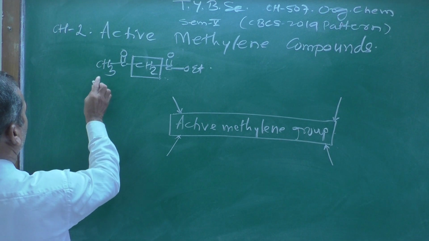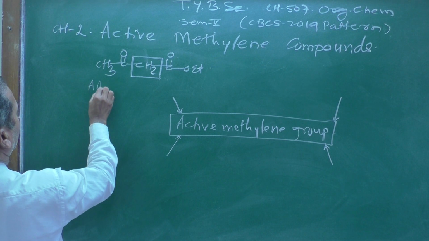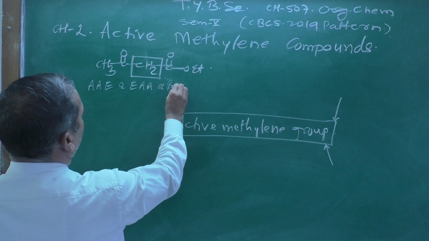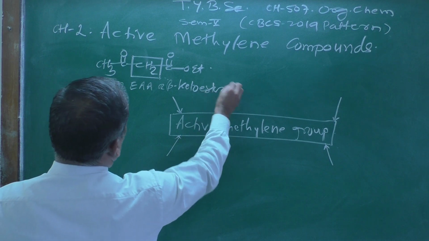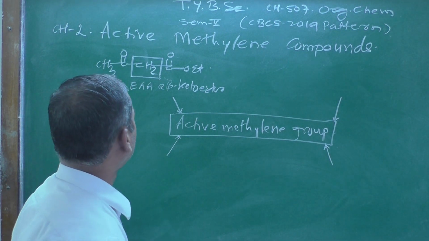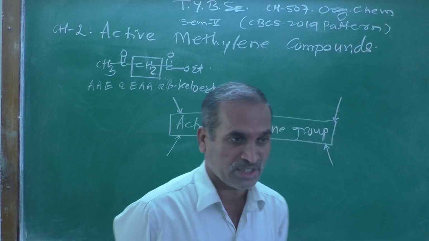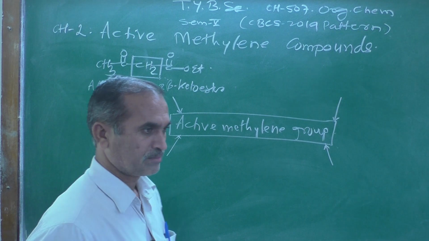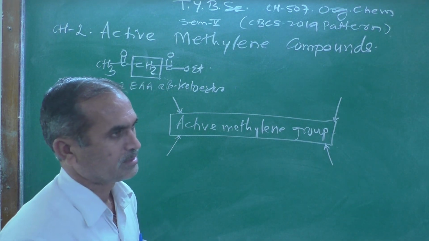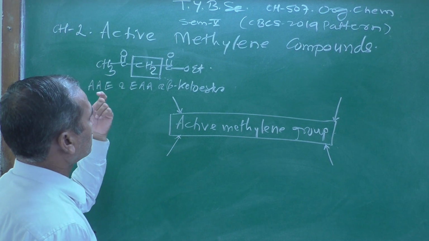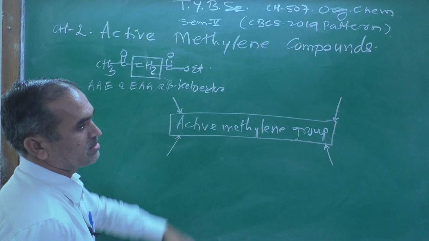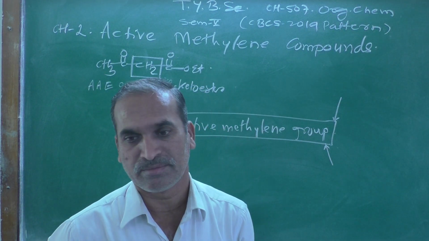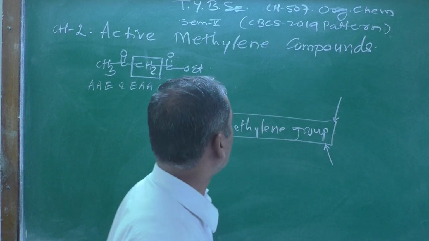The name of this compound is acetoacetic ester, or you can call it ethyl acetoacetate or beta keto ester. These are the various names given to that compound, which is a synthetic reagent. Ethyl acetoacetate is a synthetic reagent. A number of different compounds we can synthesize starting from this reagent, and that's why it is called a synthetic reagent, and it is very important as far as synthetic organic chemistry is concerned.